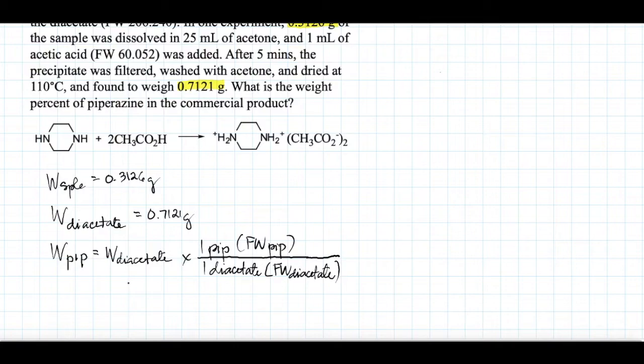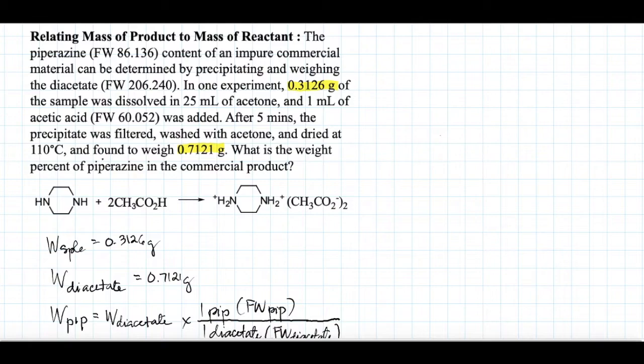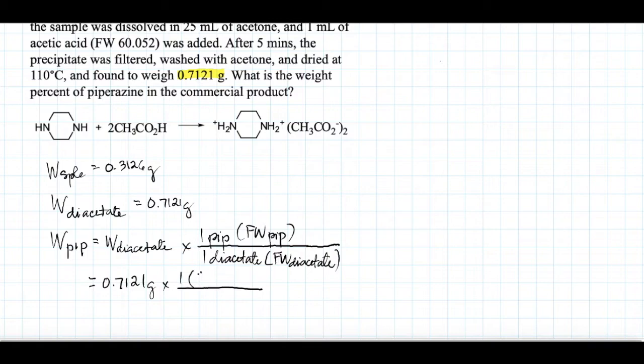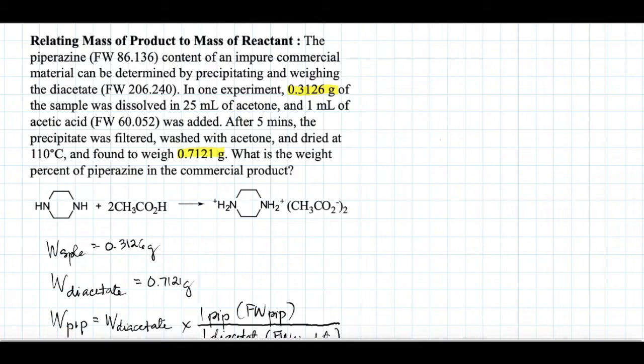Substituting the values, we get 0.7121 grams of the diacetate multiplied by 1 mole of piperazine times the formula weight of piperazine, which is equal to 86.136 grams per mole, divided by 1 mole of the diacetate multiplied by its formula weight, which is 206.240 grams per mole.